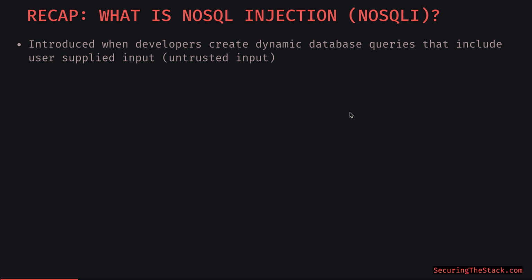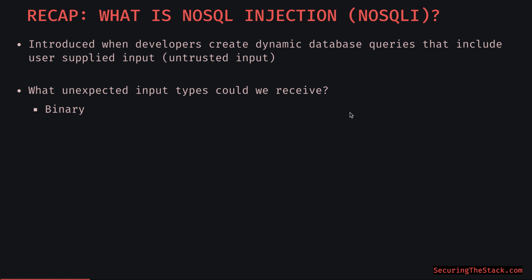injection. This is introduced when developers create dynamic database queries that include user supplied or untrusted input. As we went through in the last tutorial, one unexpected input type would be binary that an attacker could pass in if the developer was blindly accepting that untrusted input and putting it into a MongoDB query. But now we're really going to be checking out something different, and this is a query object type that is coming in.